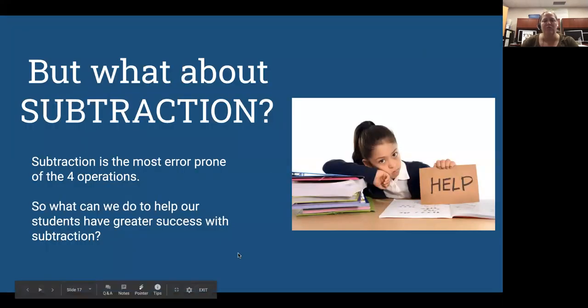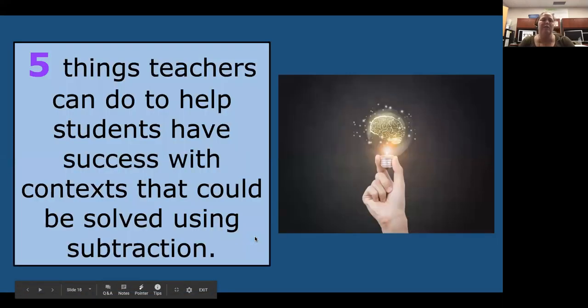So what about subtraction? Well, one thing we know about subtraction is that it is the most error prone of the 4 operations. It's actually even more error prone than division, which is kind of surprising. The exception to that might be the division algorithm, because there's subtraction in there. And so sometimes that also trips us up, but it really often is the subtraction that causes the challenges. So what can we do to help our students have greater success with subtraction? Let's take a look. So tonight we're going to talk about 5 things that we can do as teachers to help students have success with problems that could be solved using subtraction.